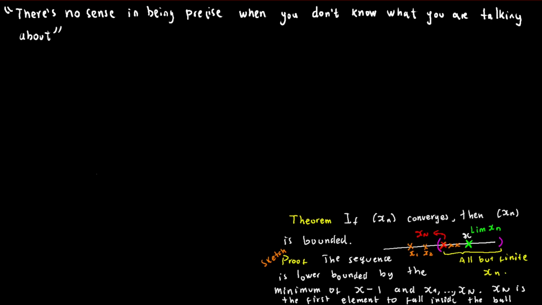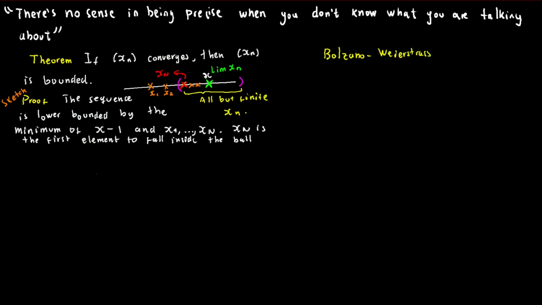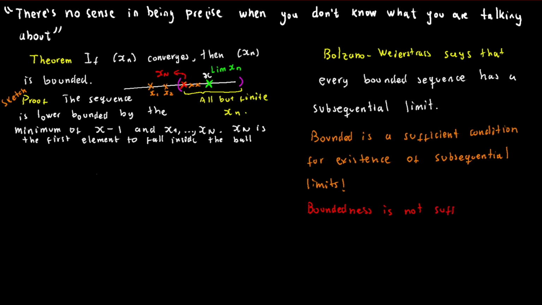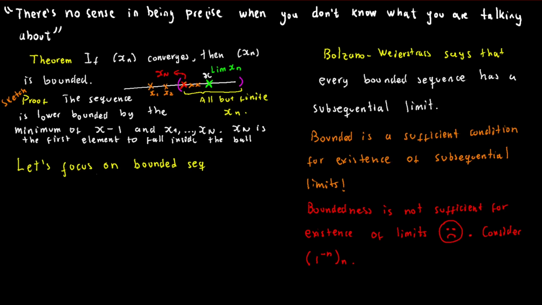Interestingly, in the real numbers, the Bolzano-Weierstrass theorem tells us that boundedness is sufficient for the existence of subsequential limits. However, just because a sequence is bounded doesn't guarantee that it converges. There are plenty of bounded sequences that don't converge. Nevertheless, the fact that convergent sequences must be bounded suggests that we should focus on precisely those type of sequences.